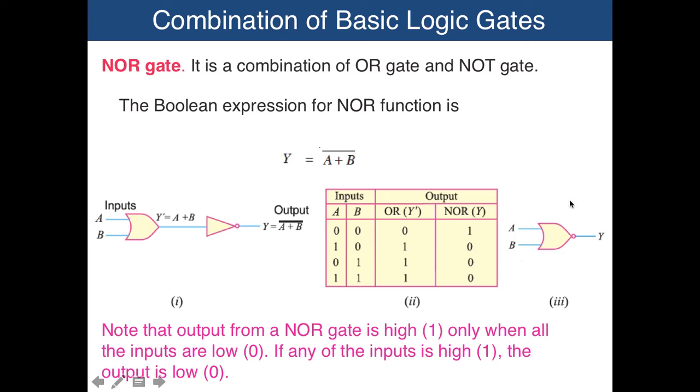And the symbol of this logic gate is the OR gate with a bubble, and this bubble sign shows the inversion. So inverting OR gate means NOR gate. Here the output from a NOR gate is high only when all the inputs are low. If any of the inputs is high, then the output is low. This is NOR gate.